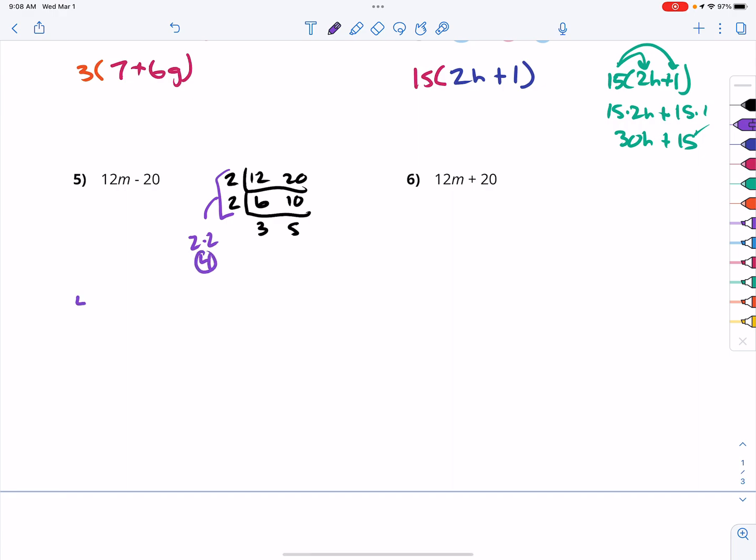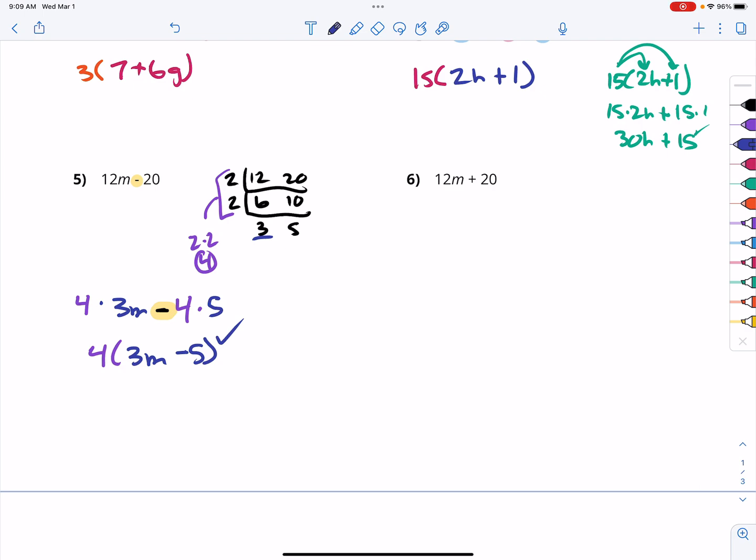So we have 4 times 3m, minus. This one actually is going to be minus, because that's our operation here. So we're going to be subtracting 4 groups of 5. That means 4 has been distributed to both of those terms, and the terms that we have left are 3m. Keep in mind, we are subtracting those groups, so 3m minus 5. There's our final answer.